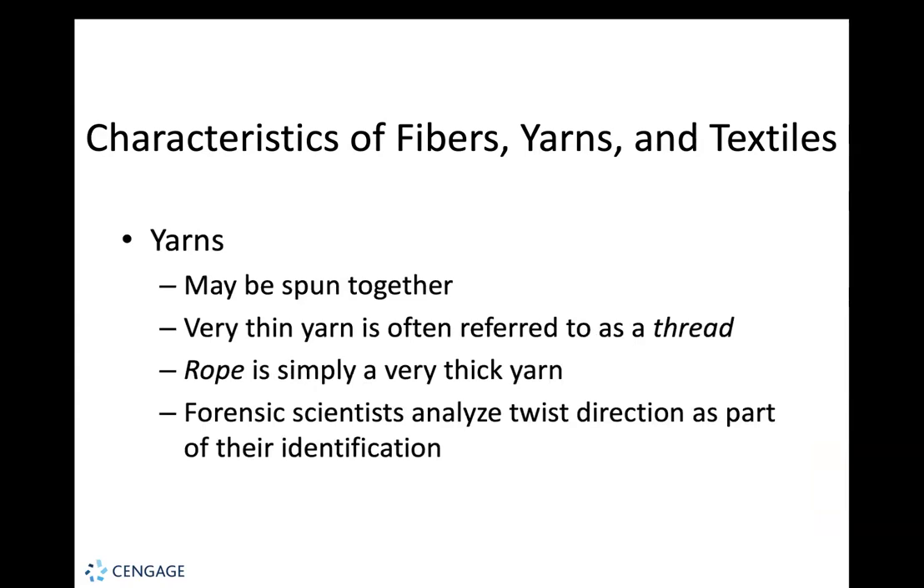Now, if we look at our yarns, these may be spun together. Very thin yarn is often referred to as a thread. Rope is oftentimes a very thick yarn, and forensic scientists will analyze the twist direction as part of their identification when looking at these types of things.